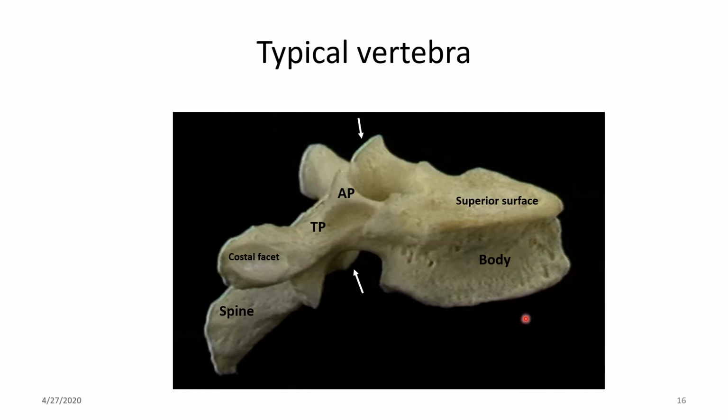From the side view also you can identify the superior surface of body and then the articular processes, superior and inferior articular processes, transverse process, and you can see prominently the costal facet on the transverse process, and you can observe the spinous process.